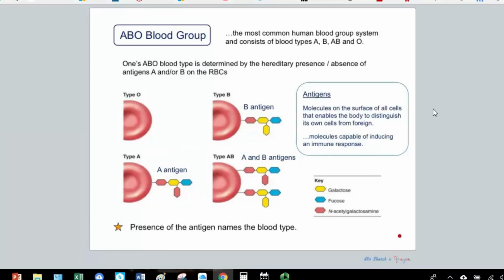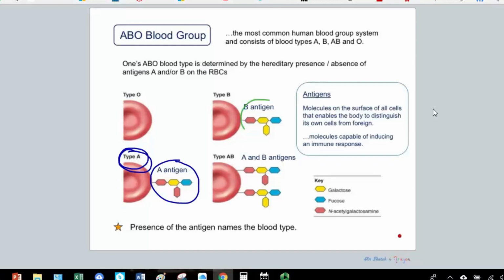So these antigens here, they're part sugar, part amino acid, and this particular structure is called an A antigen. And the presence of an antigen names the blood type. So if you have an A antigen on your red blood cell, then you're going to be type A, or at least type A.